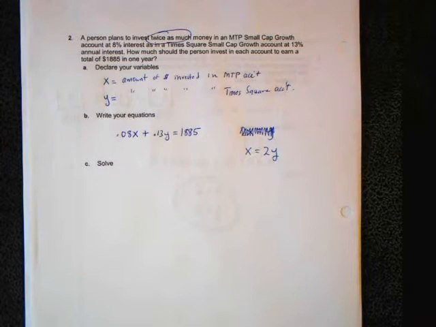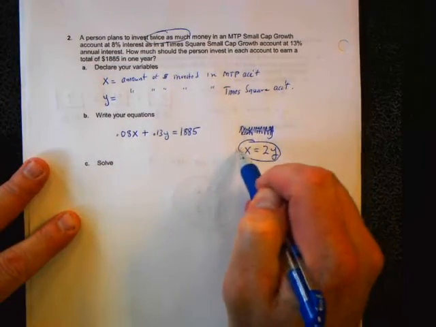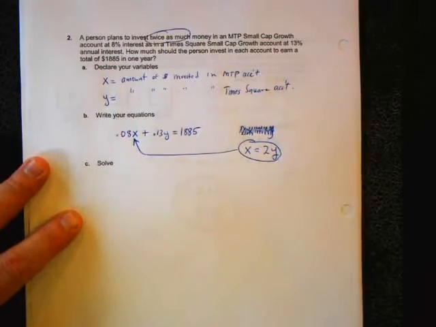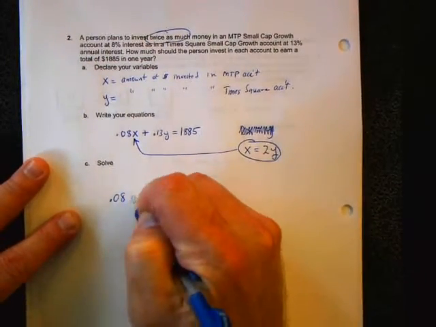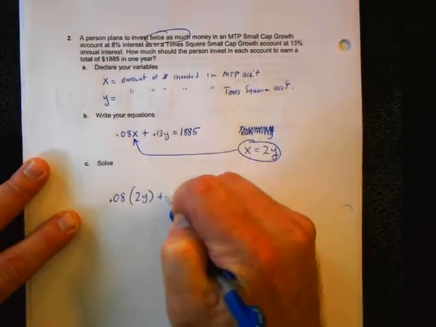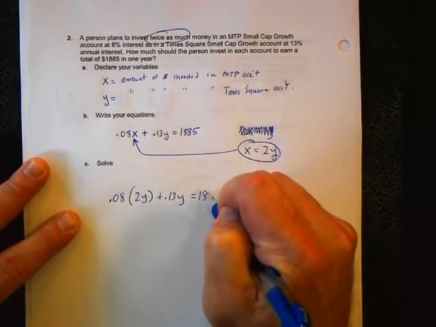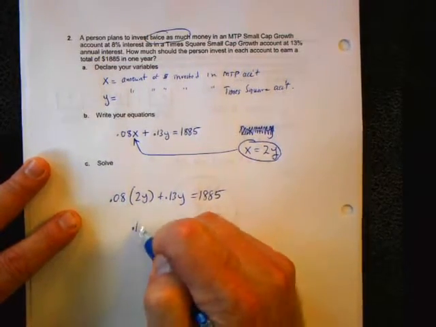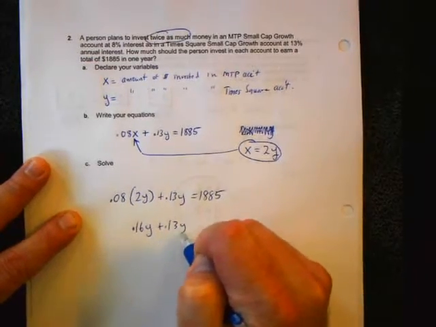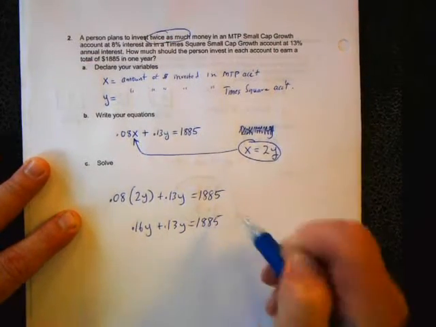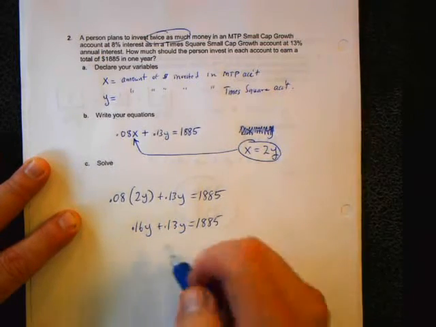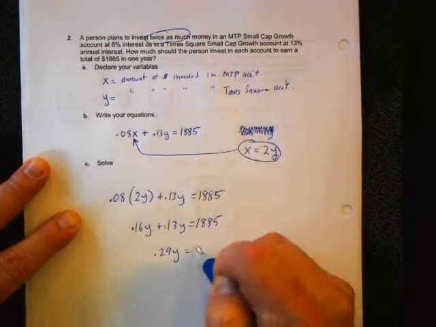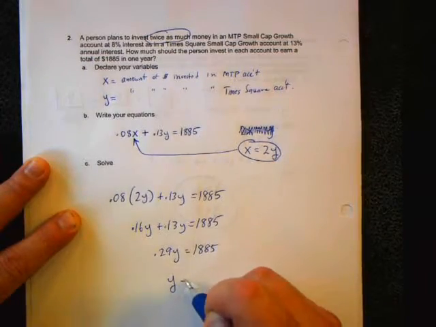All right. How are we going to solve? Substitution, graphing, or elimination? This is definitely a substitution problem. It's already set up for substitution. So we're going to plug into there. 0.08 times 2y plus 0.13y equals 1885. 0.08 times 2 is 0.16, so 0.16y plus 0.13y is 1885. 0.16 plus 0.13 is 0.29y equals 1885. I divide.